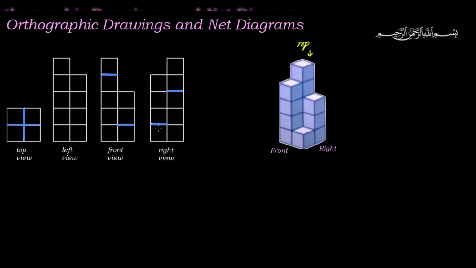And then the second view is the view from the left side of this three-dimensional object. And then the front side: if you were standing right here, what would you see? And then finally, the fourth view is the right side. So four views of this three-dimensional object will give you an accurate two-dimensional representation of it.